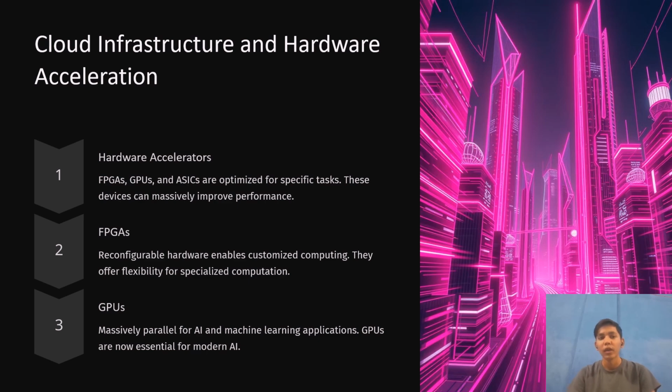You know that GPUs are in laptops like the RTX 3060 and RTX 4050. These are all GPUs, and GPUs are massively parallel for AI and machine learning applications. GPUs are now essential for modern AI. If your laptop has a lower standard chip, then it will be okay, but if you want to build AI-powered tools, your system needs high-power GPUs, because all the work is done by the GPU. That's why it is very important.